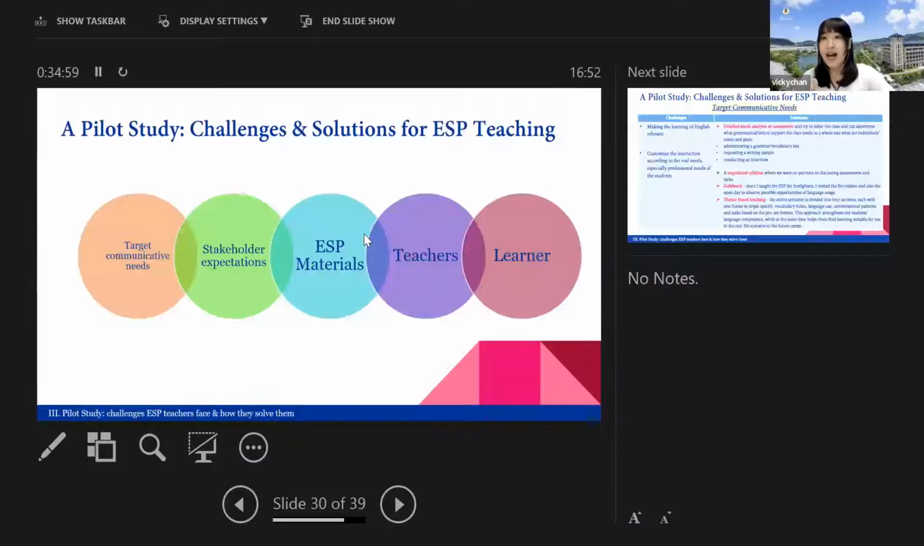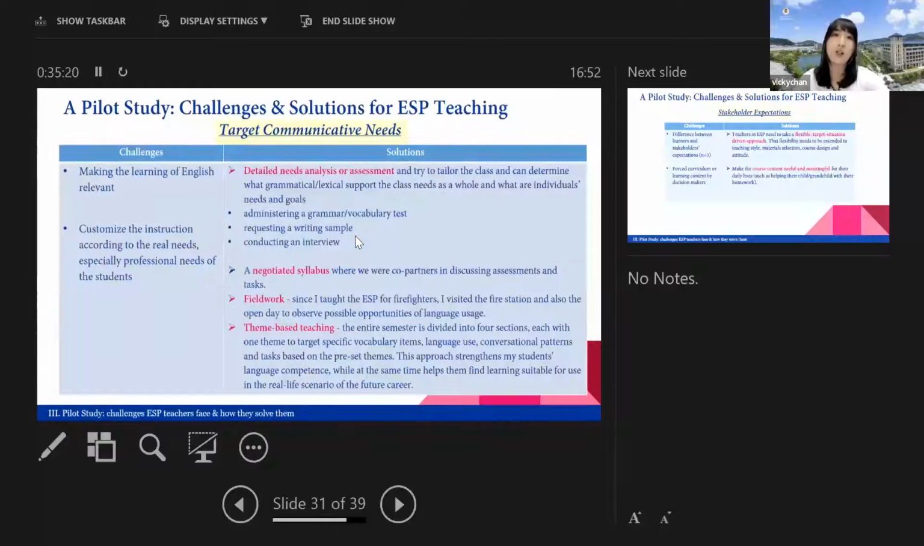Now from the input of my colleagues, I have divided the challenges into 5 parts. Target communicative needs, stakeholders' expectations, ESP materials, teachers and learners are the 5 common challenges that they faced. So for example, target communicative needs. The challenges are making the learning of English relevant to their needs, and also how do we customize the instruction according to the real needs of the students?